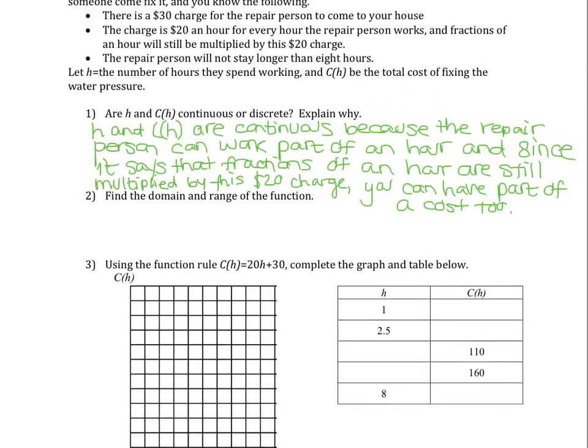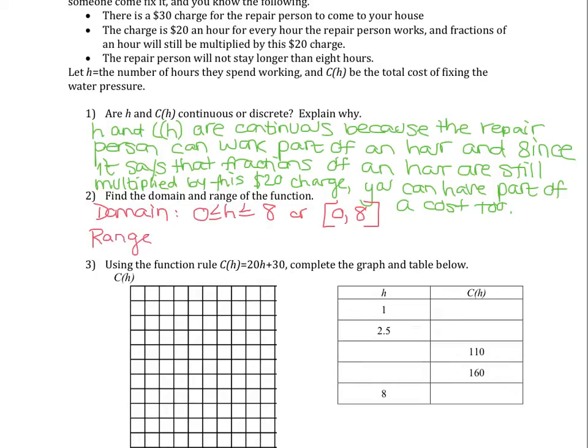Next question, find the domain and range of this function. Well, let's start with the domain. We know that the smallest value that the person can work is 0 hours. And it also says that the repair person will not stay longer than 8 hours. Because it's continuous, we need to write an interval. So our domain is going to be from 0 to 8, with our variable being H and including both. If we want to write it in the other notation, it would be 0, 8 in brackets.